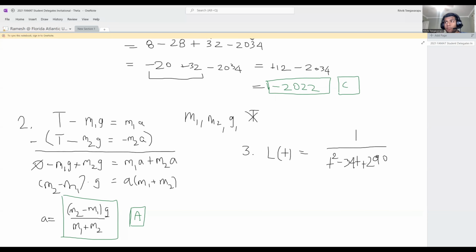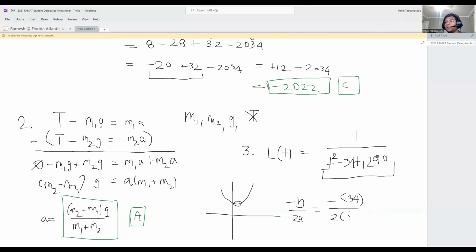Now, the phrasing here is very important. Since we're told that this is the maximum length of Corbin's hair, we want to minimize the denominator, because the smaller the denominator gets, the bigger the overall fraction becomes. This makes sense, because this is a parabola with a positive leading coefficient, which means that it faces upwards, which means that it obtains a global minimum, meaning that all we need to do is find the vertex and substitute that value of t. Using the formula negative b over 2a, we can determine that this is negative of negative 34 all over 2 times 1, which gives us 17.